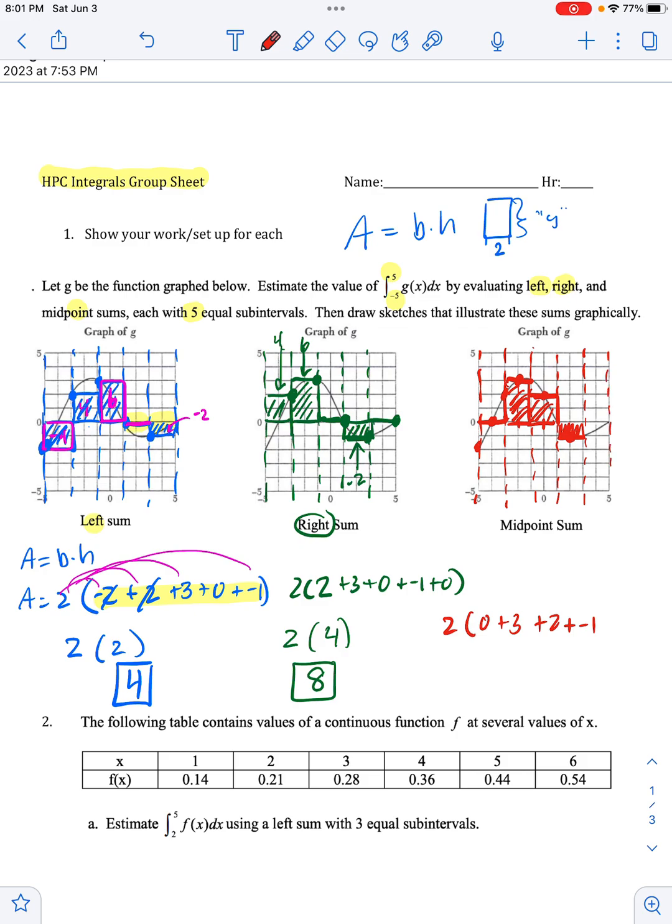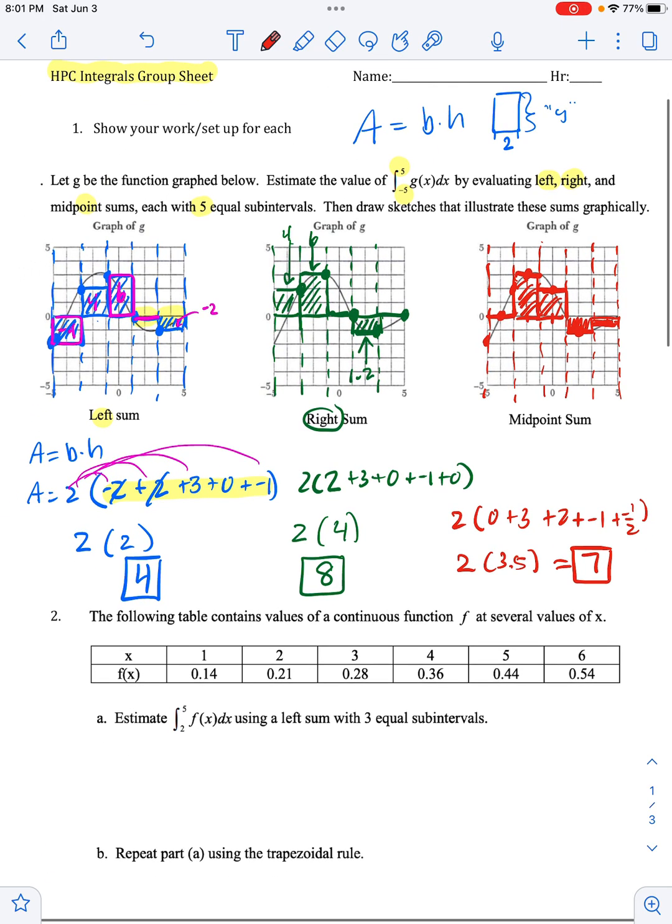And then the last one's a little bit weird, but that's okay. Sometimes math is weird. So in the middle, I'm right here, but you guys are big brain, so you can figure out that that's about -1/2. So this last rectangle is 2 wide and -1/2 tall. So when I multiply that all out, I end up with 2 times 3.5. So my guesstimate, estimate, midpoint, Riemann sum total is 7.